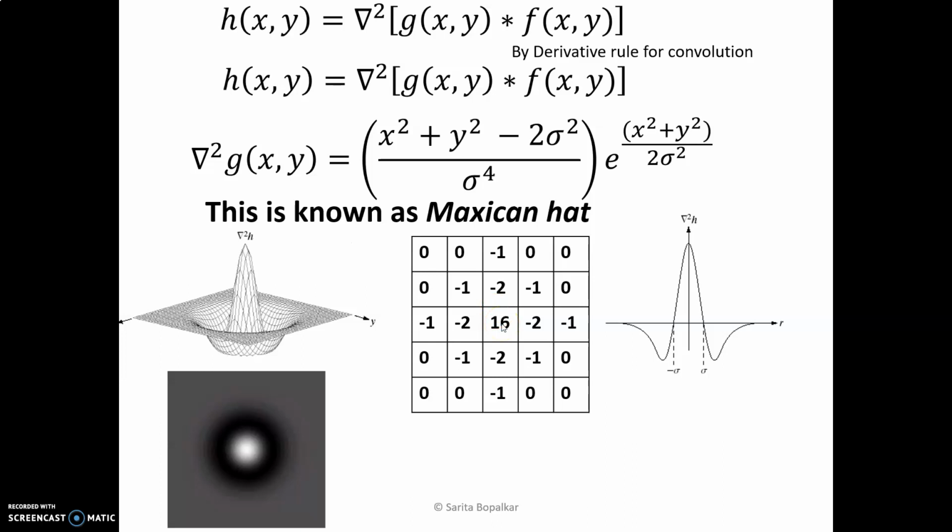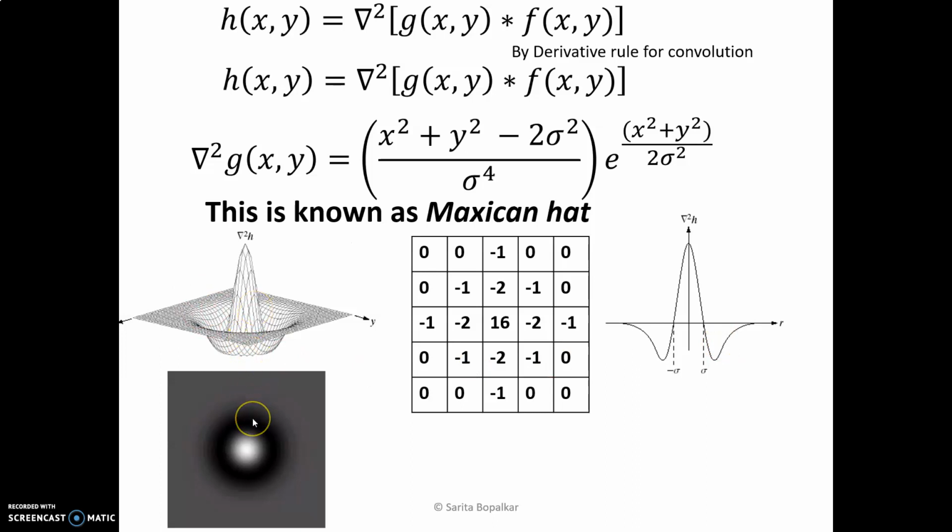Different masks can be developed. This is one of the masks, known as a Mexican hat. Higher weights are assigned to the candidate pixel, and as we move gradually away from the candidate pixel, the weight gets reduced. So this represents your Mexican hat. It is the shape of a hat. The center pixel has the maximum weight. As we move away from the center pixel, the weights get reduced.